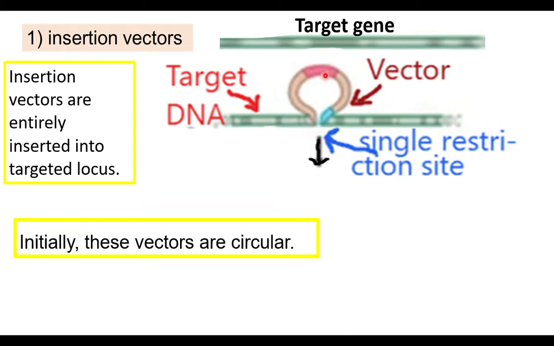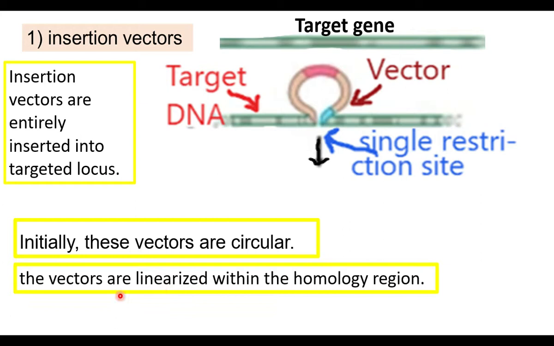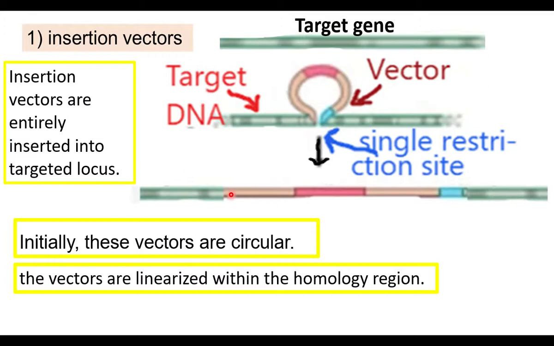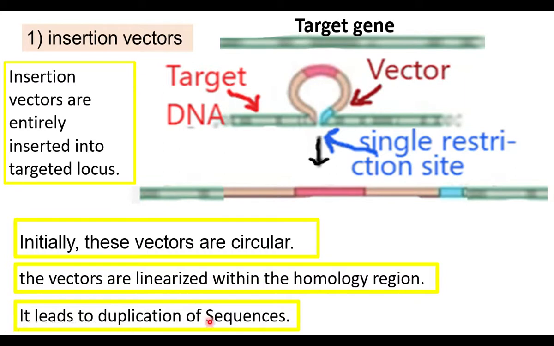Initially these vectors are circular. The circular vector is inserted on the single restriction site. The vectors are linearized within the homology region. Within the homology region the vector is inserted and it will be linearized. So here the vector is linearized. Already the vector sequence matches some other sequence. So there will be duplication of the sequences. It leads to duplication of sequences.